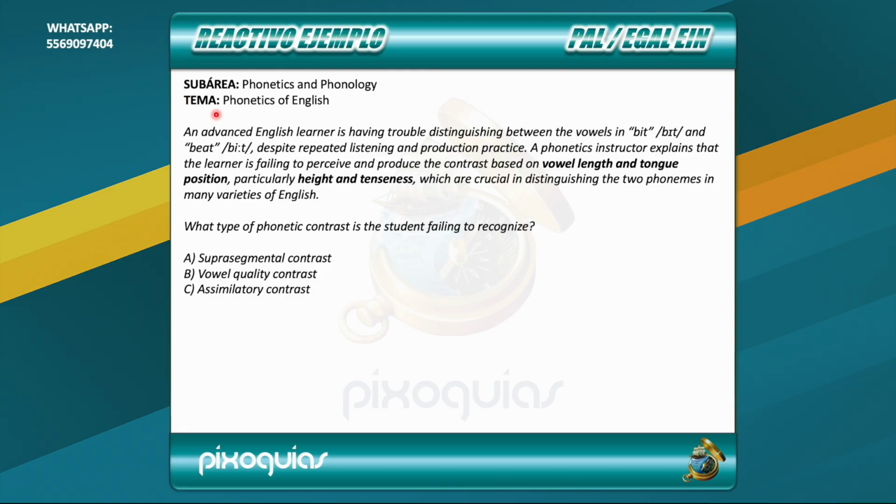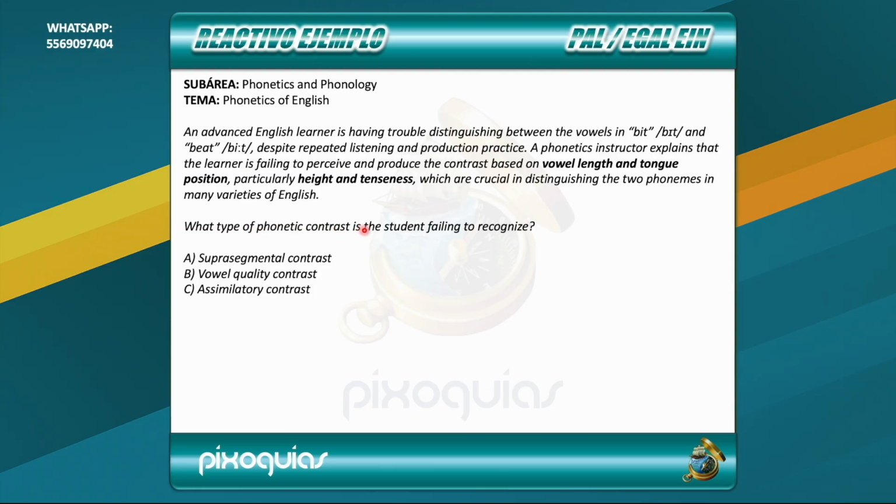This exercise is from the sub-area Phonetics and Phonology with the topic Phonetics of English. An advanced English learner is having trouble distinguishing between the vowels in "bit" and "beat," despite repeated listening and production practice. A phonetics instructor explains that the learner is failing to perceive and produce the contrast based on vowel length and tongue position, particularly height and tenseness, which are crucial in distinguishing the two phonemes in many varieties of English.